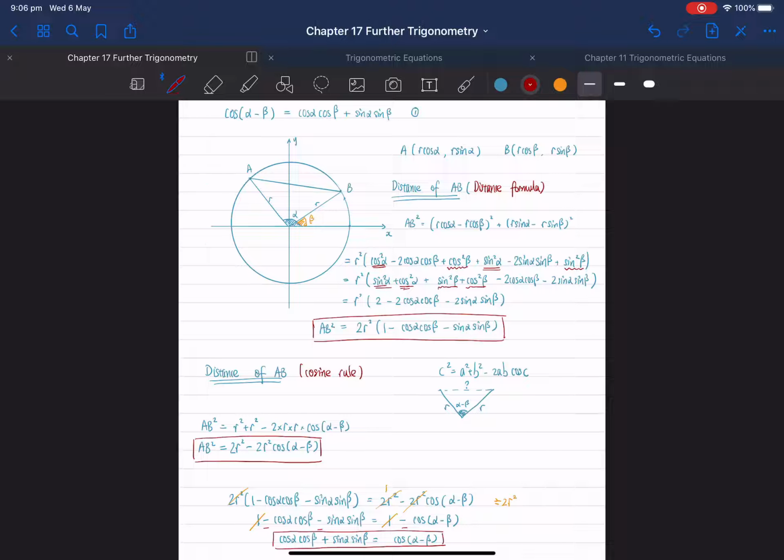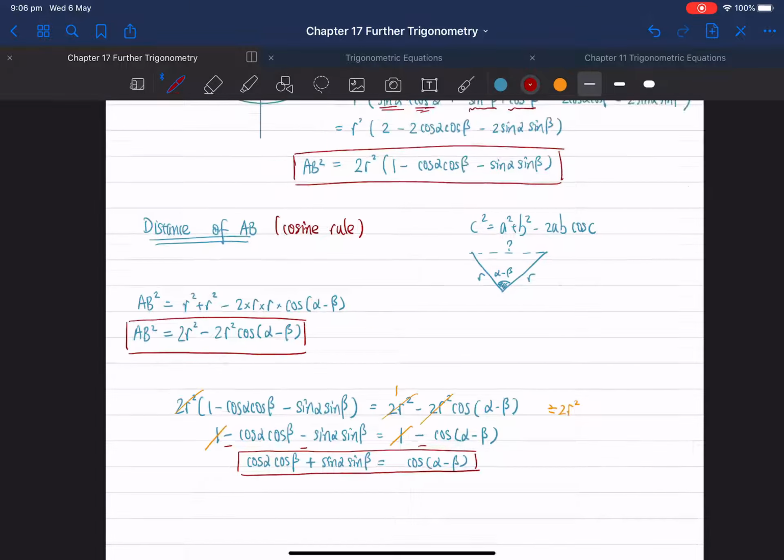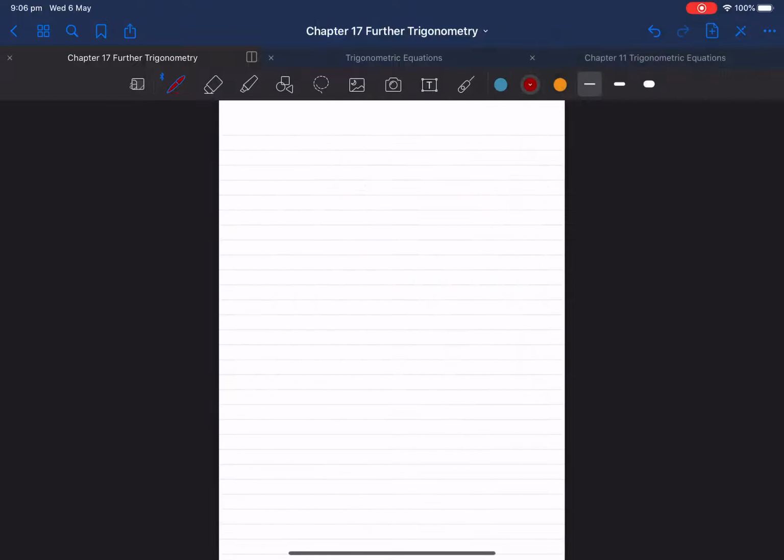The first one is using the distance formula, and the second one is using the cosine rule to find the distance of AB. And they both represent the distance of AB, so they should be equal to each other. And from here you just prove the first compound angle formula. All right, let me prove the other 5 for you guys.